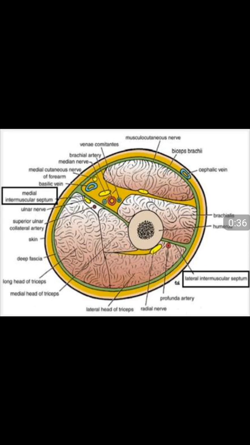Here in this diagram, we can see this green structure all around, which is surrounding the muscles, is actually deep fascia. Deep fascia is a thick connective tissue layer which is devoid of fat. Deep fascia underlies the skin. This black line is representing the skin, and this yellow part between the black line and green line is fatty tissue. So this green layer is present circumferentially, and it is called deep fascia.